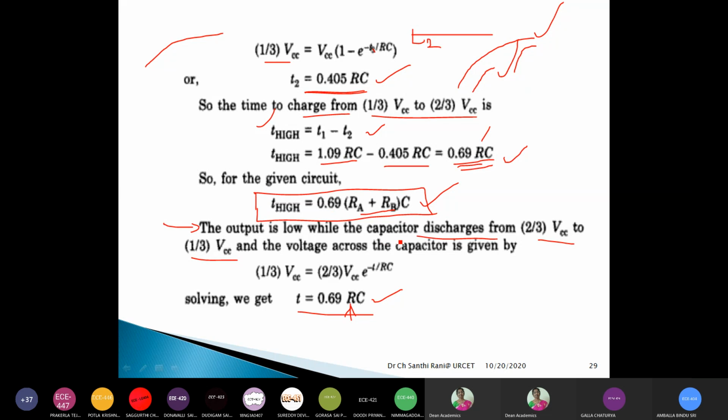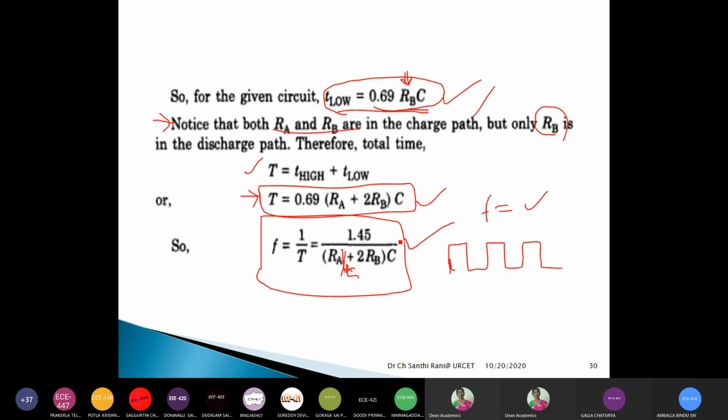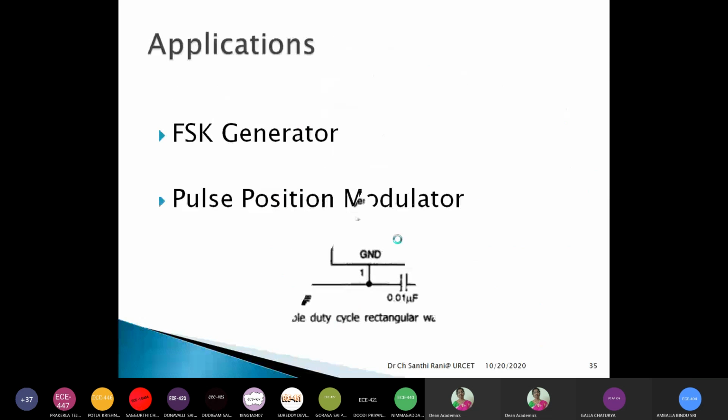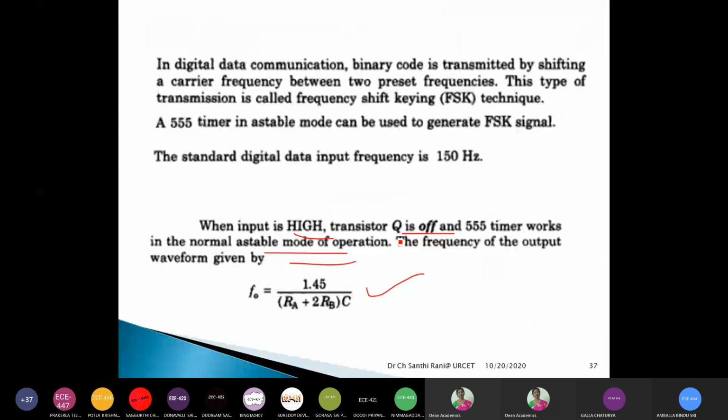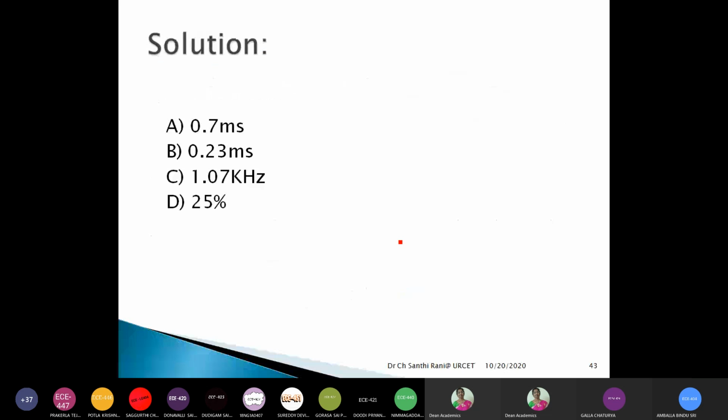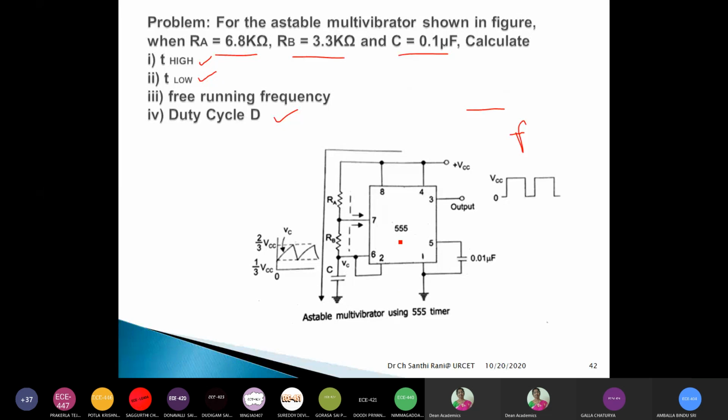So Geeta, you please verify once. Okay, you share the answer for the given problem, that is 0.7 milliseconds. Then what is T low? Have you shared? T high is okay, right? I think Geeta, you might have followed what is T1, T2 and what is T high, T low.